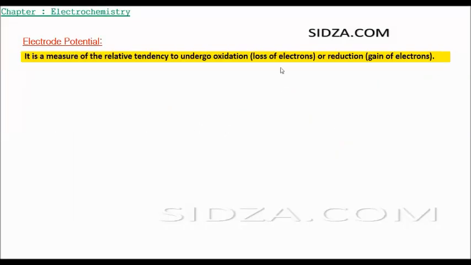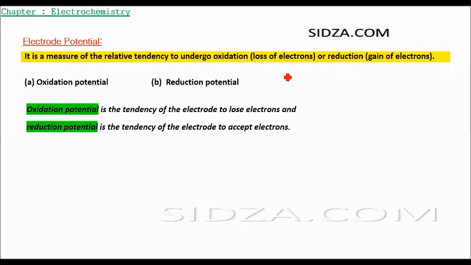As discussed, the electrode potential is the relative tendency of the electrodes. It measures the relative tendency of an electrode either to lose electron or to gain the electron. So that means it is the tendency of an electrode to undergo oxidation or reduction. So accordingly we have two types of electrode potential. One is an oxidation potential, which means the tendency of an electrode to lose electron, and the reduction potential means the tendency to gain the electron, to accept the electron. So electrode potential is of two types, oxidation potential and reduction potential.